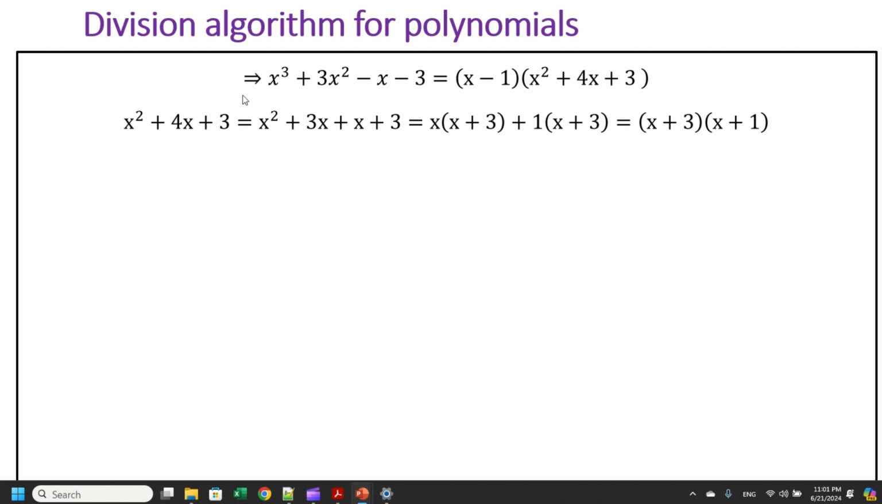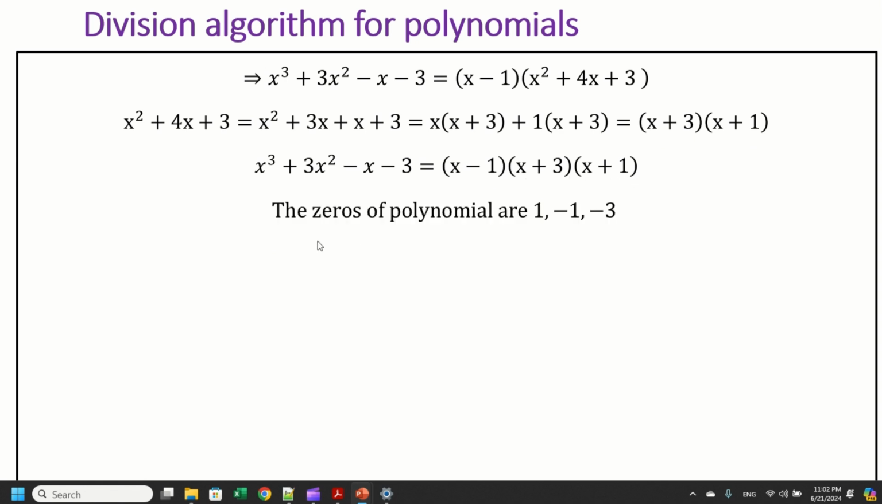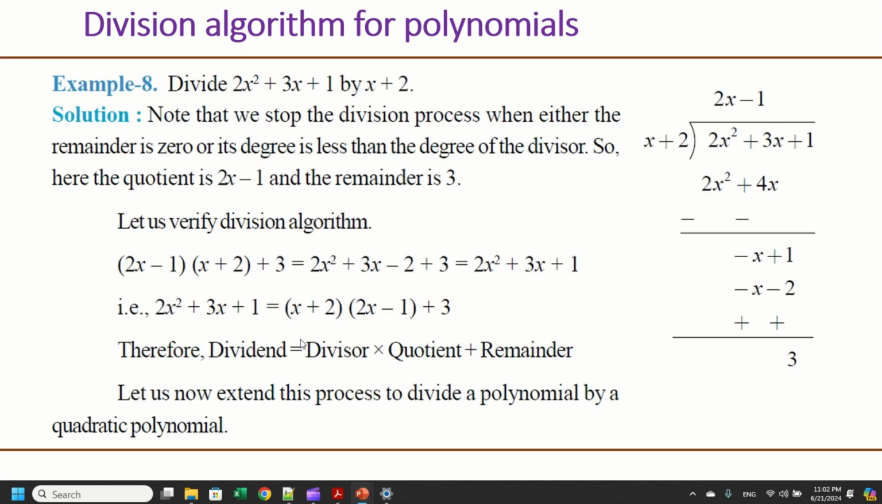And obviously, we can easily simplify x square plus 4x plus 3. Okay, so that is factorizing, you will get x plus 3 into x plus 1. So the given polynomial is x minus 1 into x plus 3 into x plus 1. So zeros are 1, minus 1 and minus 3. These are the three zeros. Okay, so this is a long division algorithm for the polynomial. So just examples, you can go through the examples.